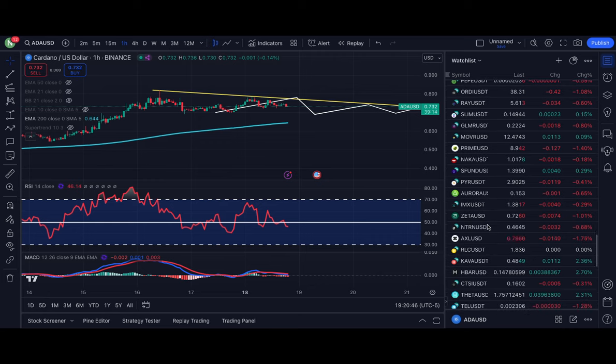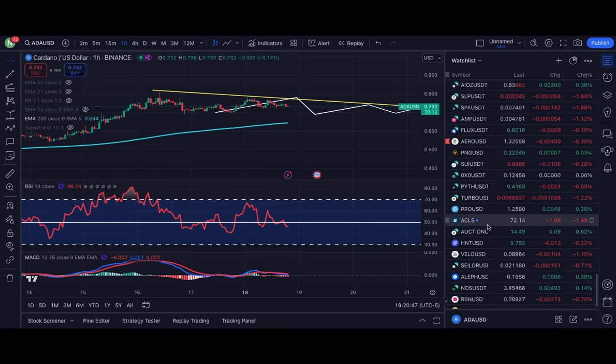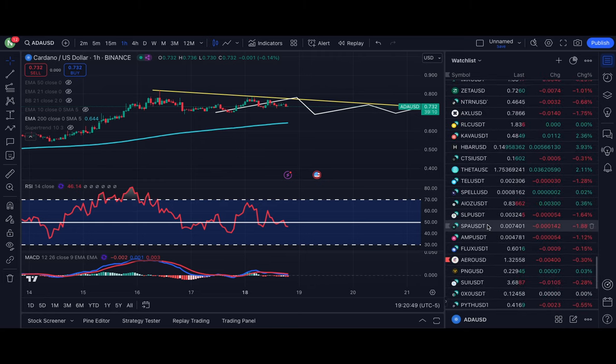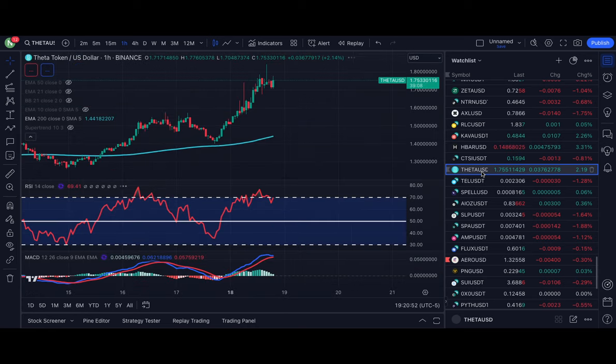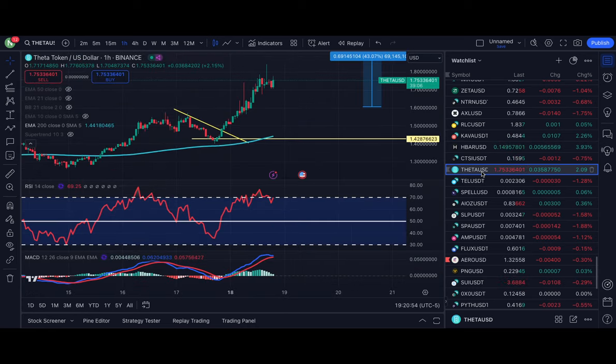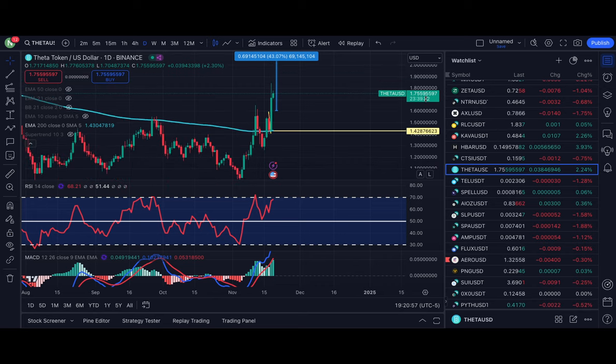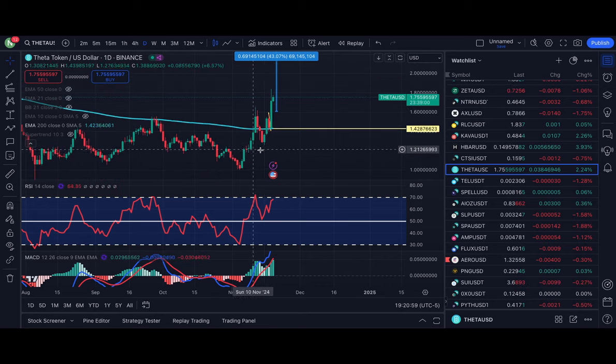Trying to see which one you guys may like more. Let's take a look at Tata. Tata, I'm very bullish on it. Very, very, guys. Those in my private Discord, they got in way, way early. Long term. But in the short term, look.